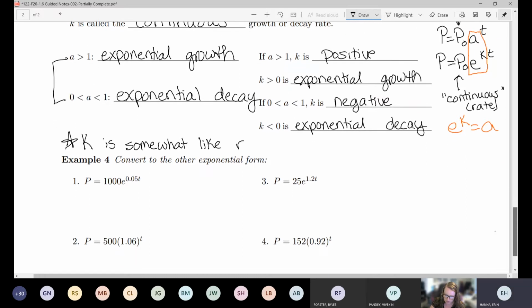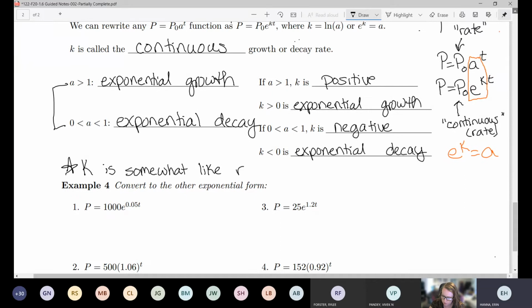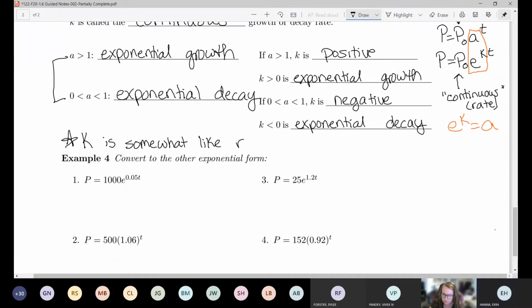Let's scroll down just a little bit. Try to keep some of that in there. Nope, too far. So if we look at this first one and we want to convert to the other exponential form, say we're given P equals 1000 e to the 0.5t.